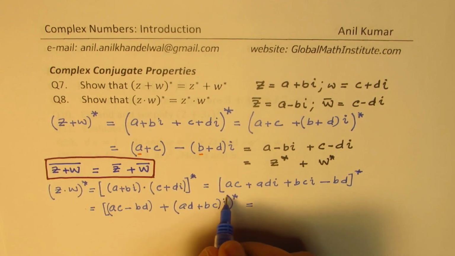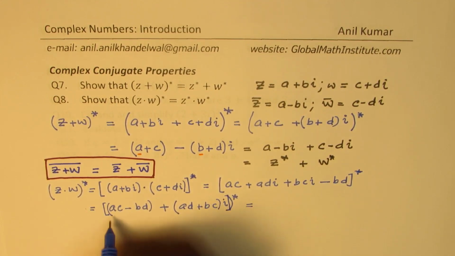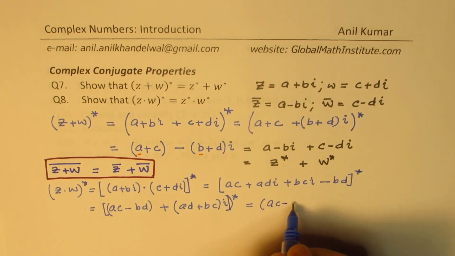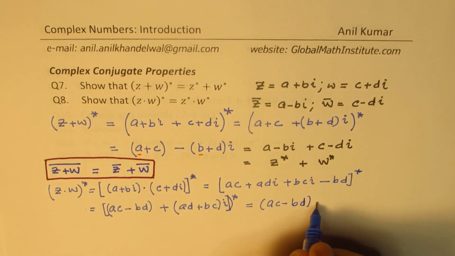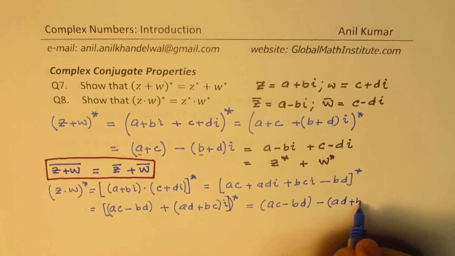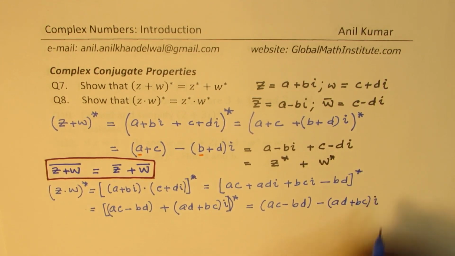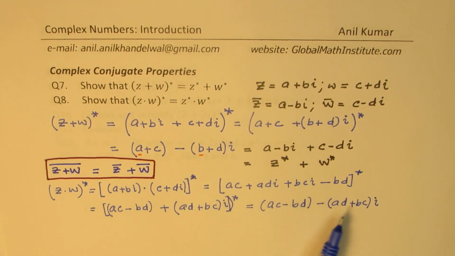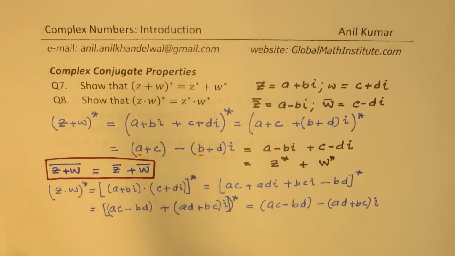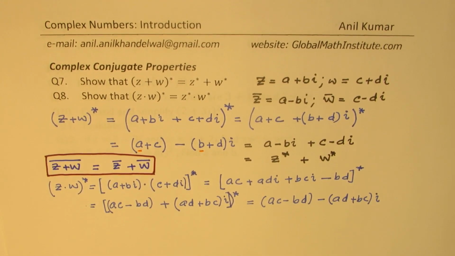Conjugate of all this is, we'll get a negative sign here, right? It will be ac minus bd minus (ad plus bc) i. Is that clear to you? Correct? So that's what you get. We need to show that this is the same as the product of their conjugates. Now let's find what is the product of their conjugates.